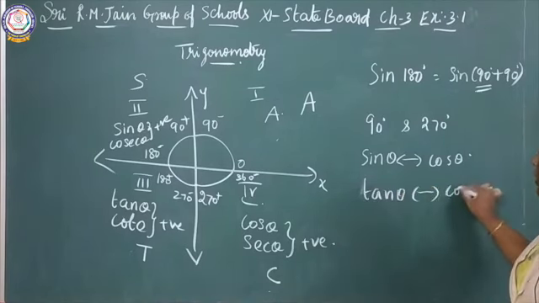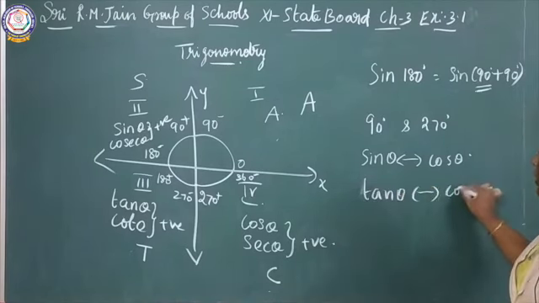Tan of 360 minus theta. Which quadrant? 360 minus theta, fourth quadrant. In the fourth quadrant, which is positive? Cos and secant are positive, but tan is negative. So you put minus first. Because for 360 there is no change in value, it is minus tan theta.